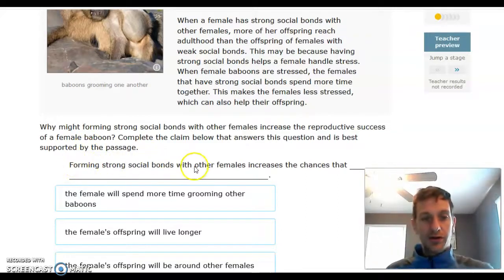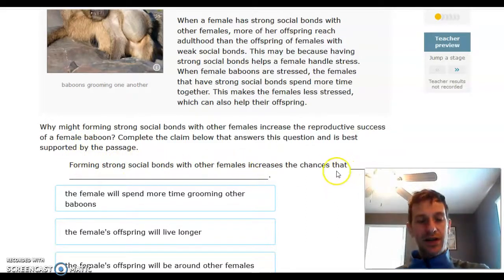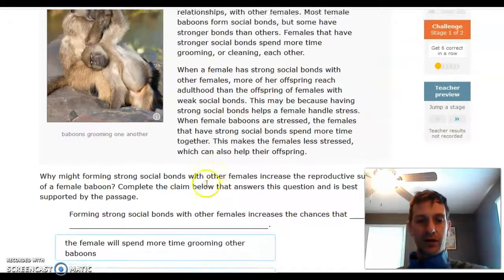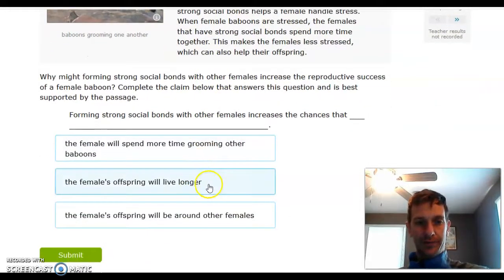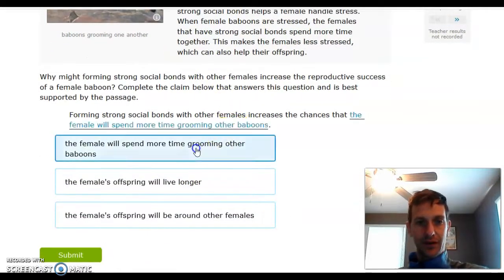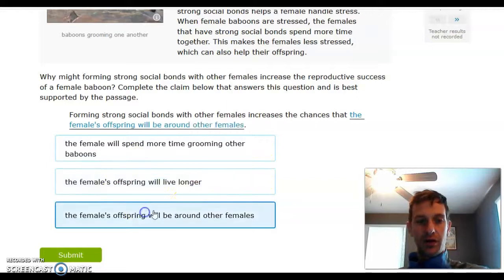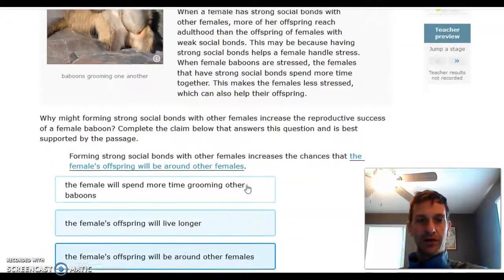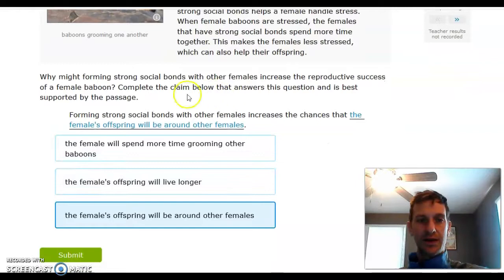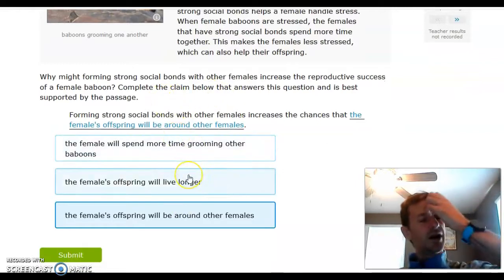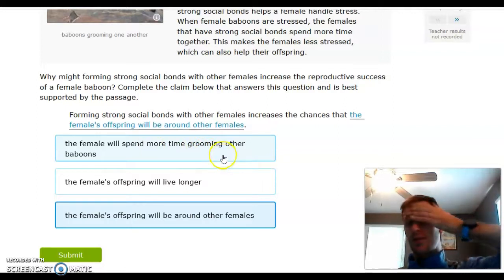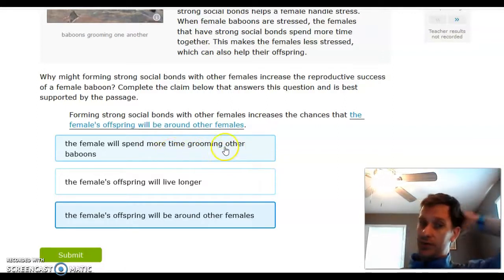Alright, forming strong social bonds with other females increases the chances that they'll spend more time grooming other baboons, that their offspring will live longer, or that their offspring will be around other females. Logically, which one makes sense? Which one's the most important? Okay, so yes, they will spend more time grooming other females.